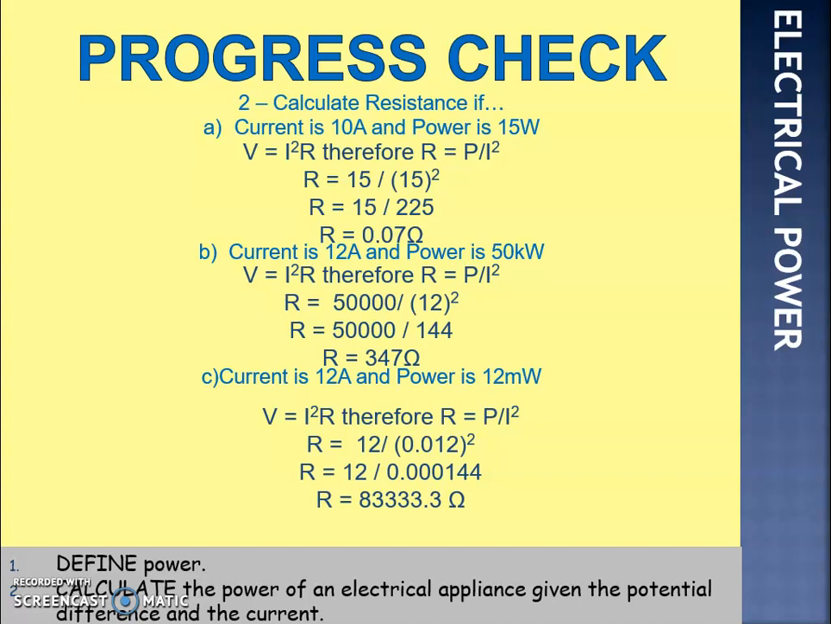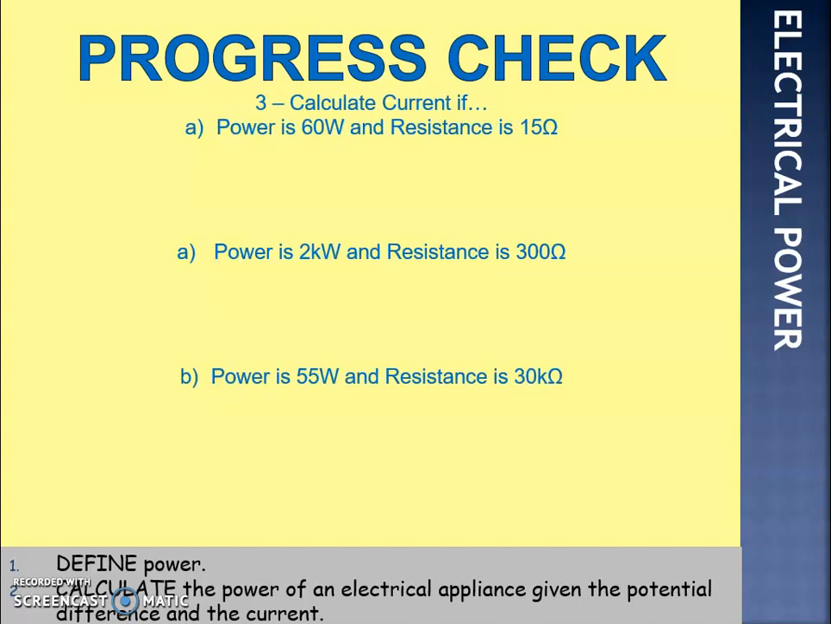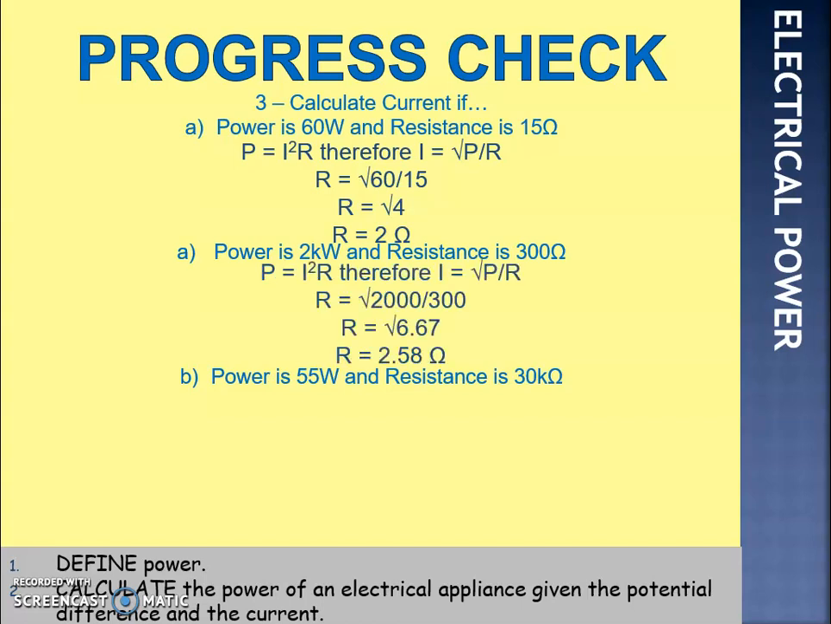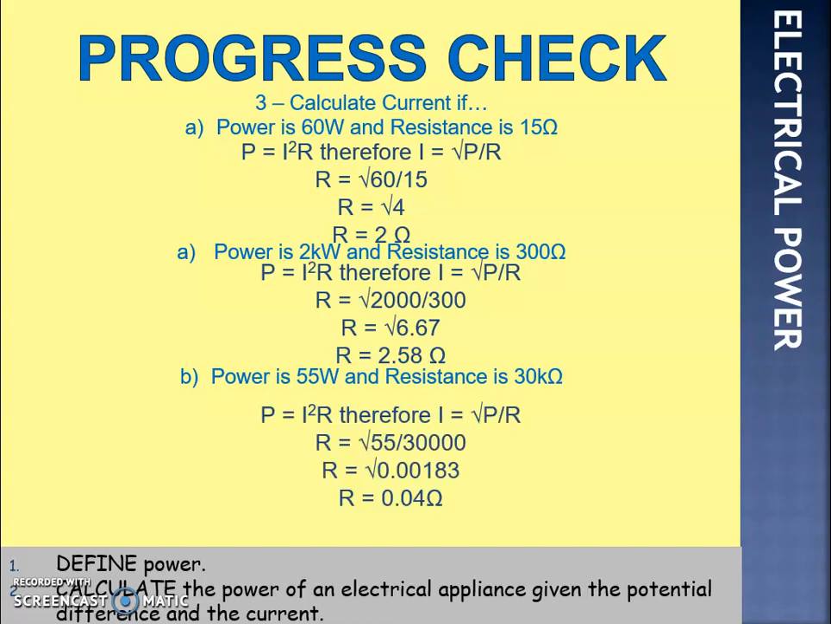83,333 ohms. And the last one, calculate current if power is 60 watts and resistance is 15. You need to rearrange the equation. P equals I squared R, so I is the square root of power divided by resistance. That gives us a current of 2 amps. For the second one, the current is 2.58 amps. And the third one, 0.04 amps.